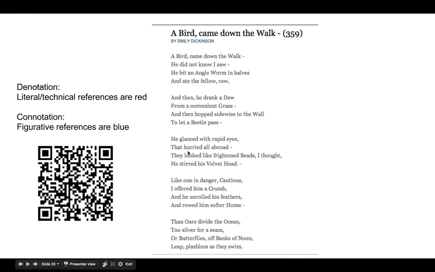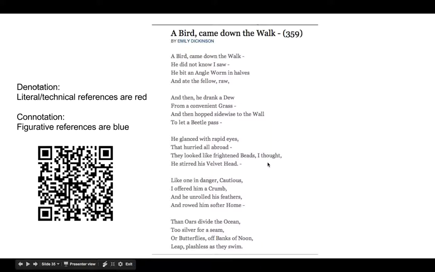He glanced with rapid eyes that hurried all abroad. They looked like frightened beads, I thought. He stirred his velvet head like one in danger, cautious. I offered him a crumb, and he unrolled his feathers and rowed him softer home, than oars divide the ocean, too silver for a seam, or butterflies off banks of noon leap plashless as they swim.